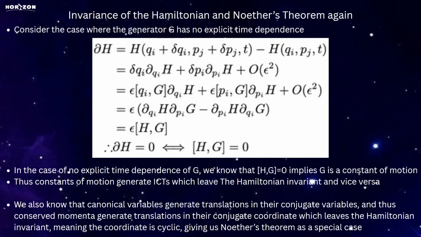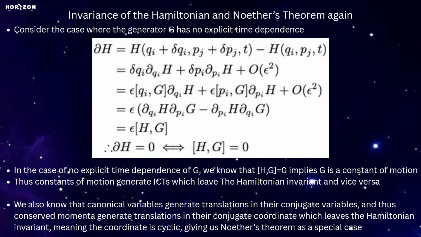However, we already know that the total derivative of G with respect to time is dG by dt equal to the bracket of H comma G plus partial G with respect to t. Since G has no explicit time dependence, the bracket H comma G equal to 0 implies dG by dt is also 0, which means G is a constant of motion.